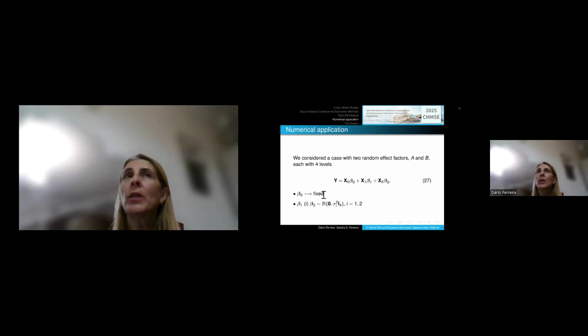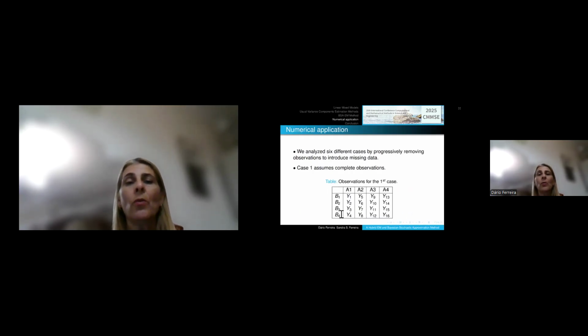Now, let's move to a numerical application, where we will consider a case with two random effects vectors, A and B, each with 4 levels. The observation vectors can be rewritten as this. Beta 0 is fixed, beta 1 is independent of beta 2, and they follow a normal distribution. We analyzed 6 different cases by progressively removing observations to introduce missing data.